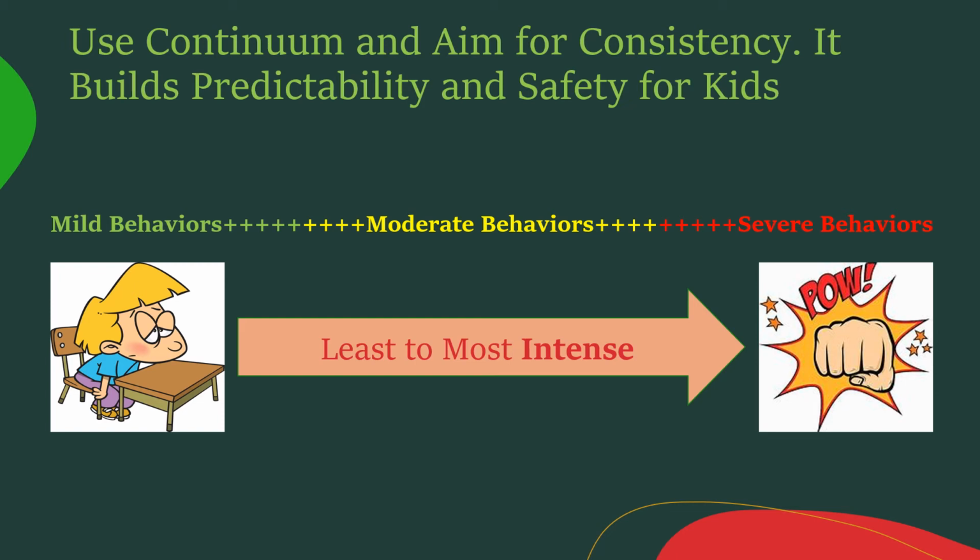What is it that the child is doing, your son or daughter, and determine whether the behavior is a mild behavior, a moderate behavior, or a severe behavior. And this is important to distinguish, because based on what the child is doing, it dictates how you respond.